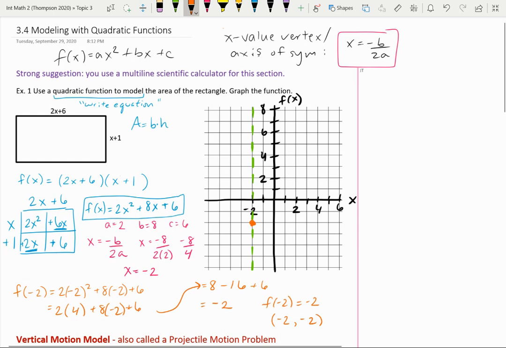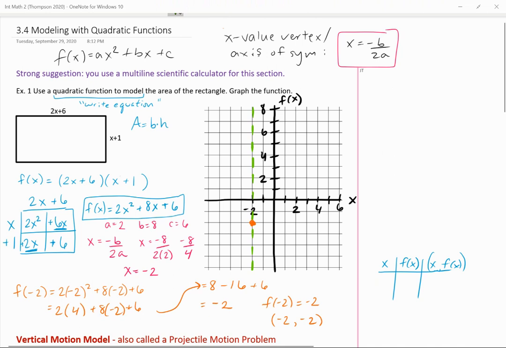Now, we've got some different ways where we can find other points to make a parabola. In 3.3, we focused on making a table. You can still make this table. Since we already did it this way, I want to point out some other things that you can do instead of just making a table and plugging in a bunch of values. There are some great things that we can observe here. So let's go ahead and talk about that.